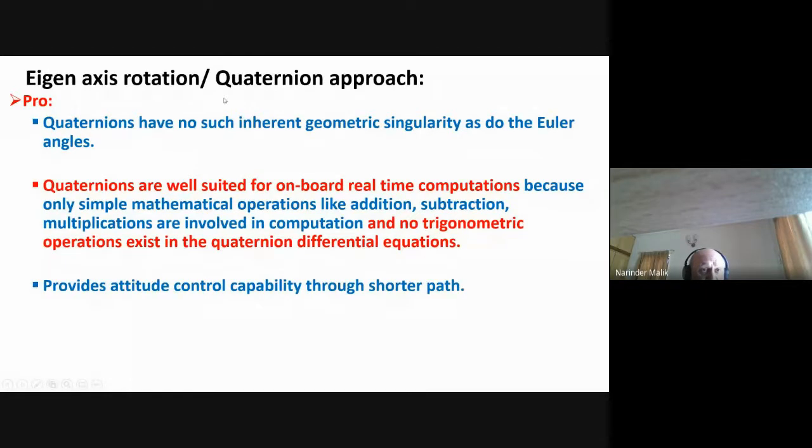Eigen-axis quaternion approach: quaternions have no such inherent geometric singularity as do the Euler angles. Quaternions are well suited for onboard real-time computation because only simple mathematical operations like addition, subtraction, multiplication are involved, and no trigonometric operations exist in the quaternion differential equation. It provides attitude control capability through the short path.